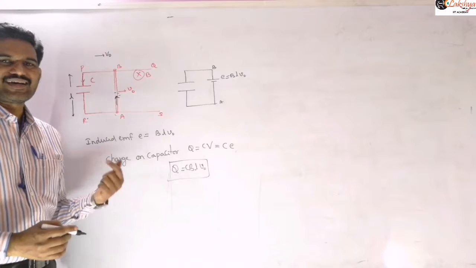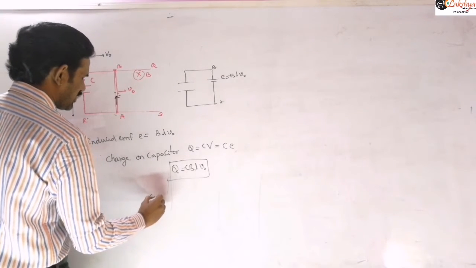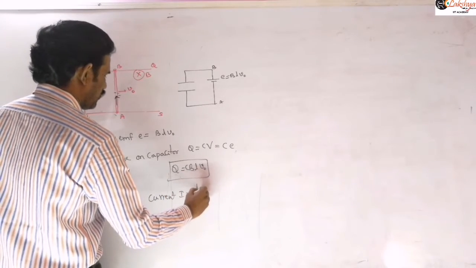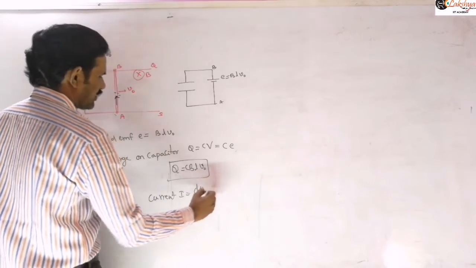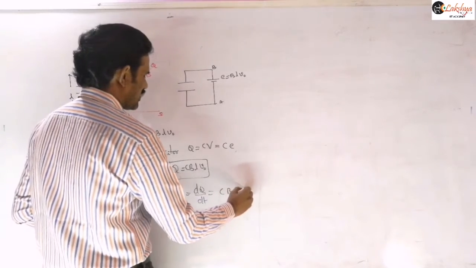Now if we want to find the current, we need to differentiate this, right? So current I is equal to dq by dt. Here E is constant, B is constant, L is also constant.